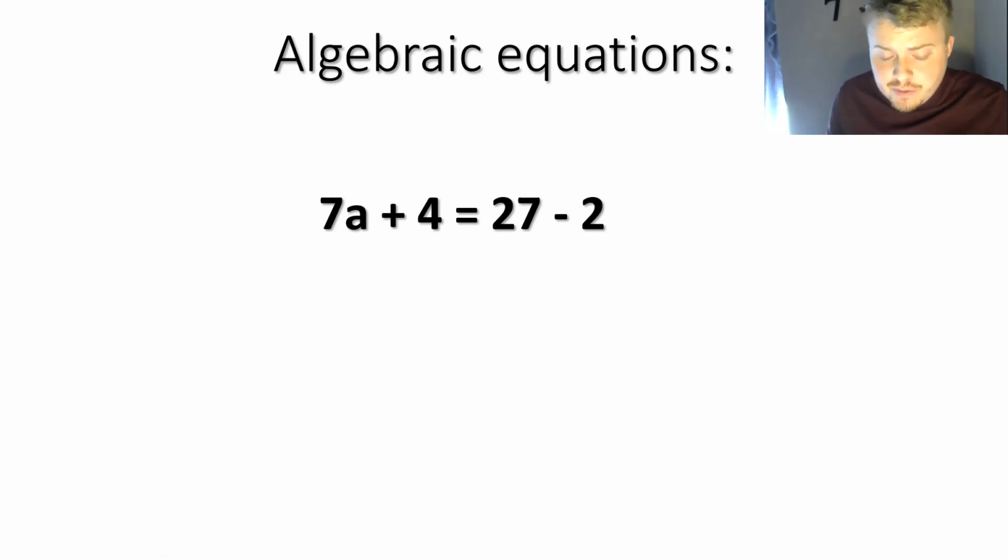Now, the thing we really need to understand about this question, 7a plus 4 equals 27 subtract 2, is what we're really looking for: what does a mean? What is the point of a?